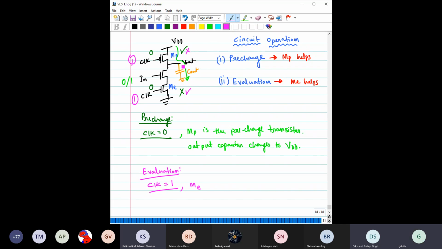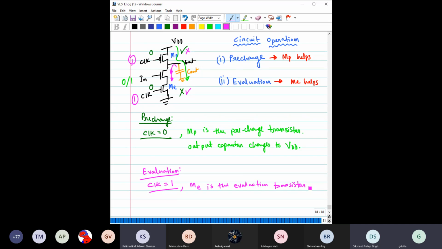So the capacitor which was initially charged to VDD during the pre-charge condition can discharge, and that will only discharge through the pull down network. If this capacitor has to discharge, then both this transistor and this transistor have to be on simultaneously. This is on, right? But if this is on, this is off, right? Means here suppose the input is 0, then it cannot discharge. And say this is on, so this is also on, this transistor is on, this transistor is on, now it can discharge. So this ME is the evaluation transistor.